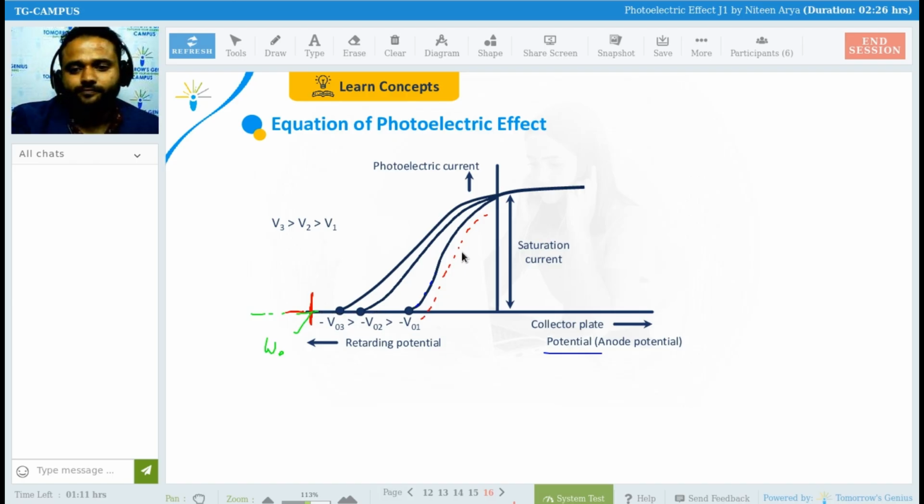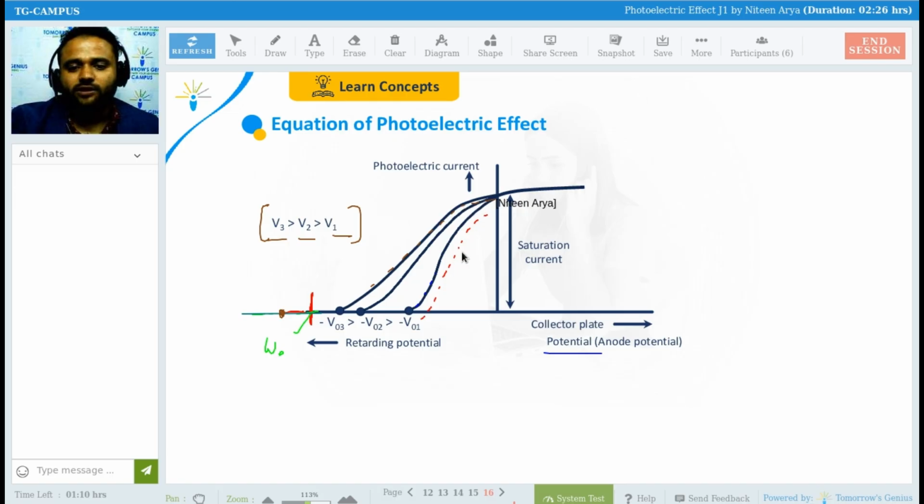just a minute, behind this thing, and your incident photon is going to be at the potential here. So there is no ejection of electrons, to see. So what this graph states is that even if we have V3, V2, V1 in the negative sense, this retarding potential V3 is greater in the negative sense.